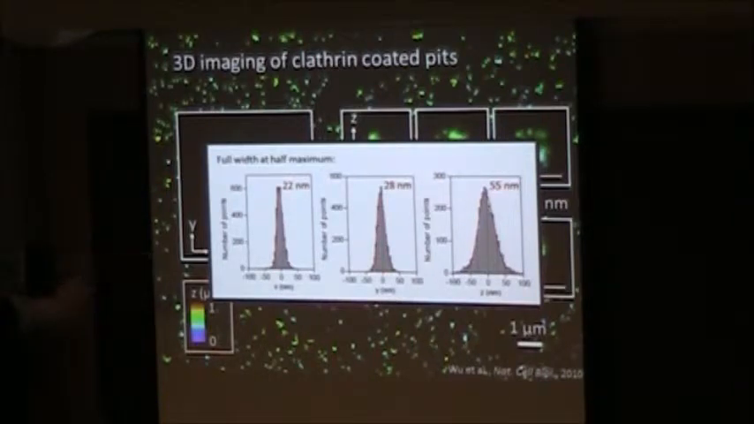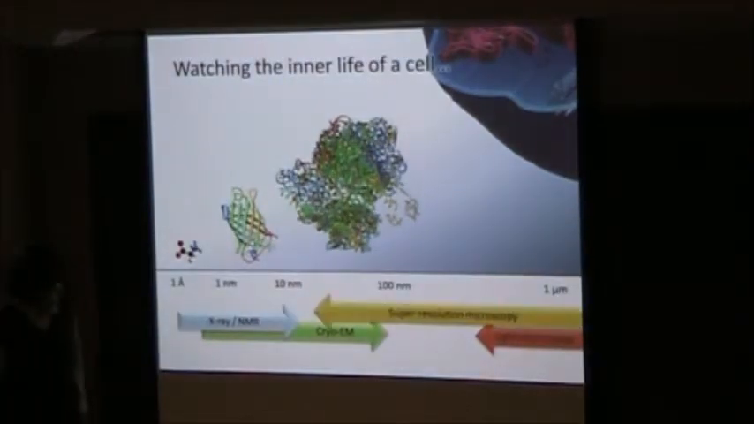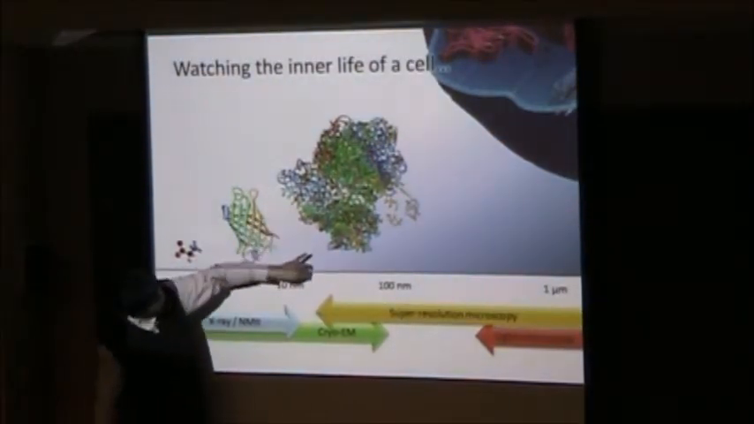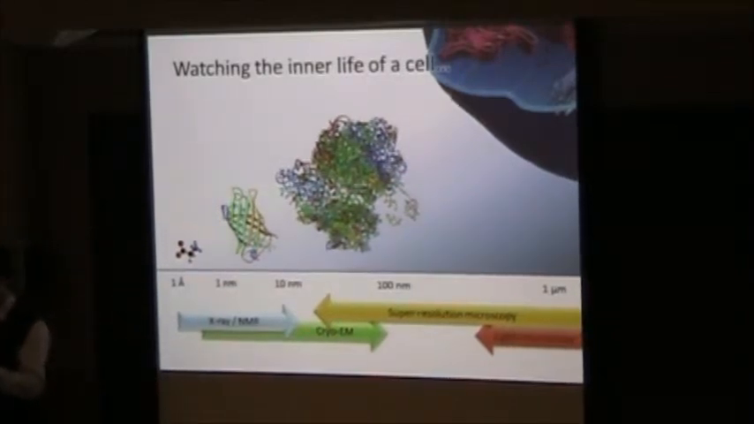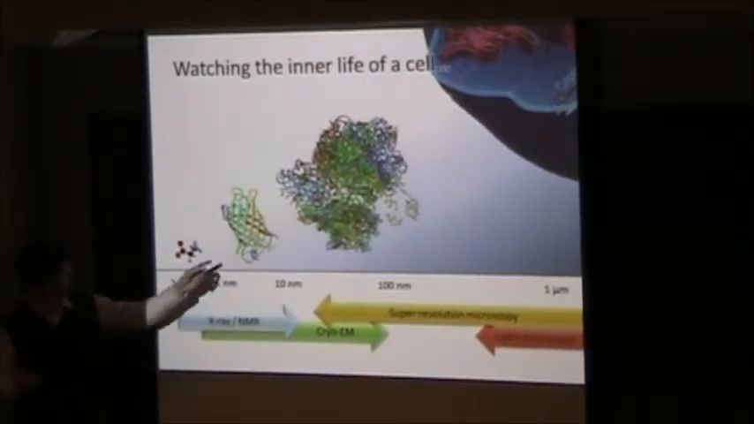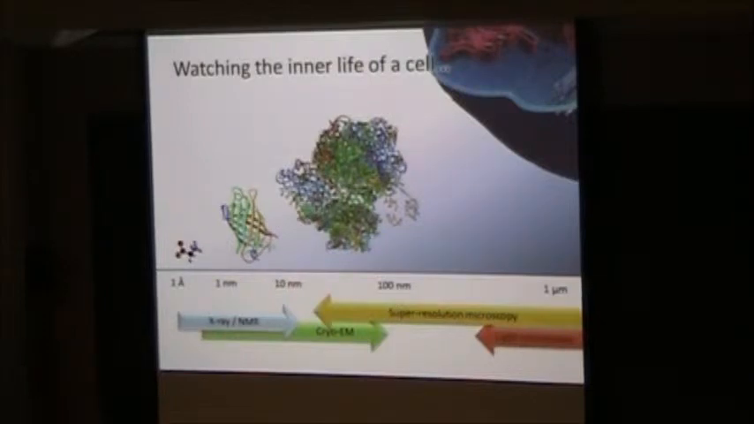With this resolution, 20 to 30 nanometers, we can come back to our resolution plot. 20 to 30 nanometers is in fact already smaller than many protein complexes. It's getting to the size of the protein molecule. So that's why I say superresolution microscopy serves as a tool that can bridge this resolution gap between structural biology and cell biology.